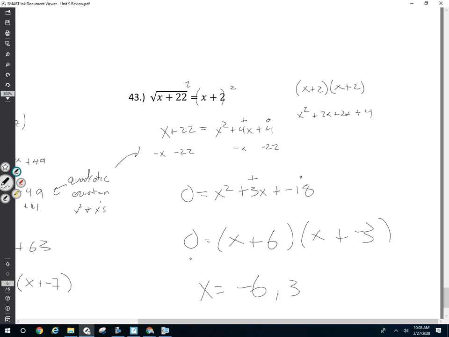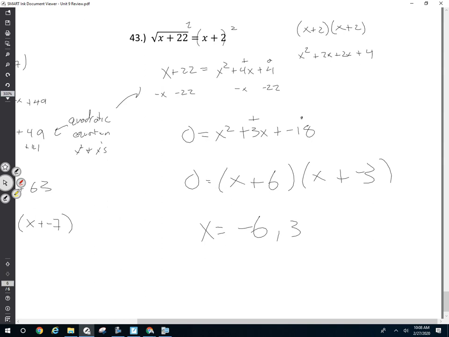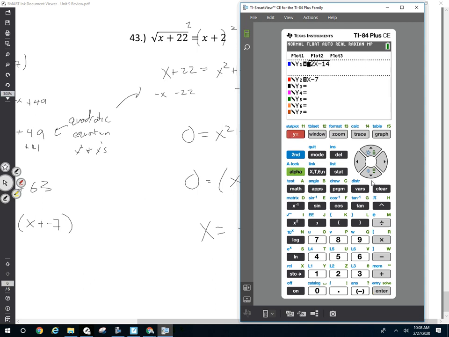0 times anything is 0. See, we have a 0 on this left side. It's equal to 0. We're solving an equation. When does the right side equal 0? Here and here. Now, we go back and check. We can either graph or plug in, and we find that -6 is definitely what we consider an extraneous solution.